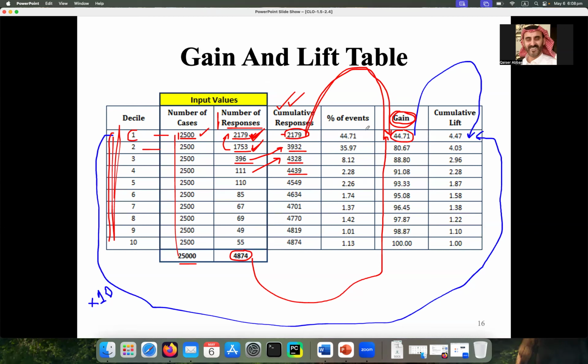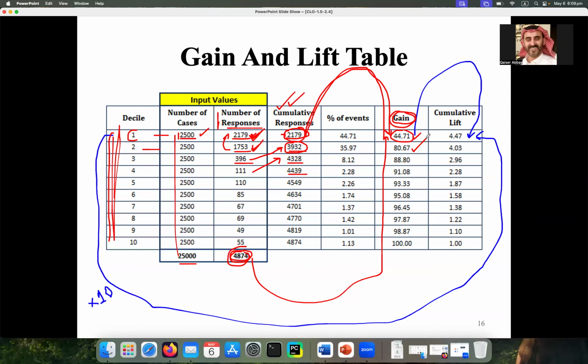Again, look over here. This value 2179 divided by this value, and you are getting this value. And then this value 3932 divided by 4847 multiply by 100, and you are getting this percentage.